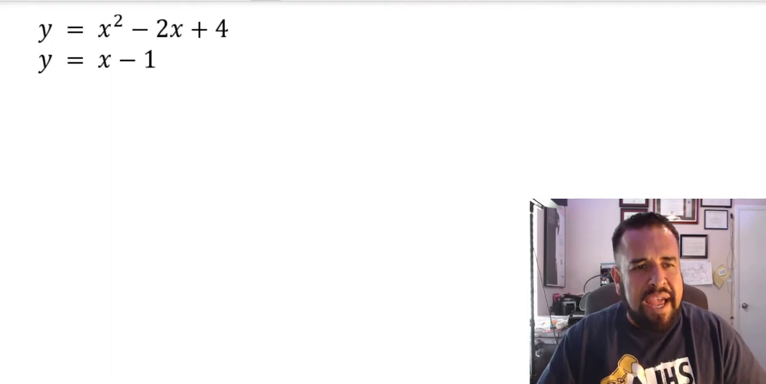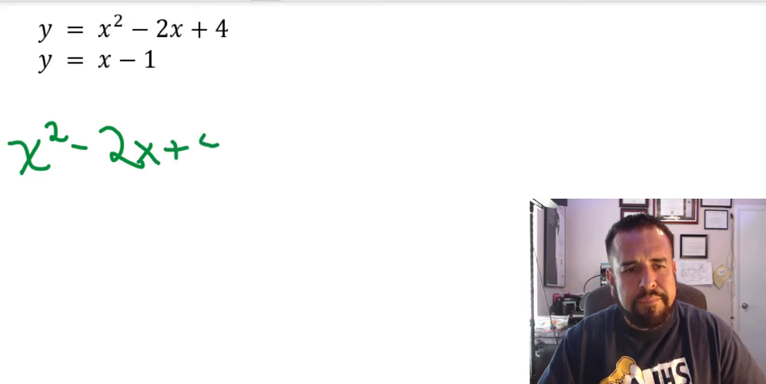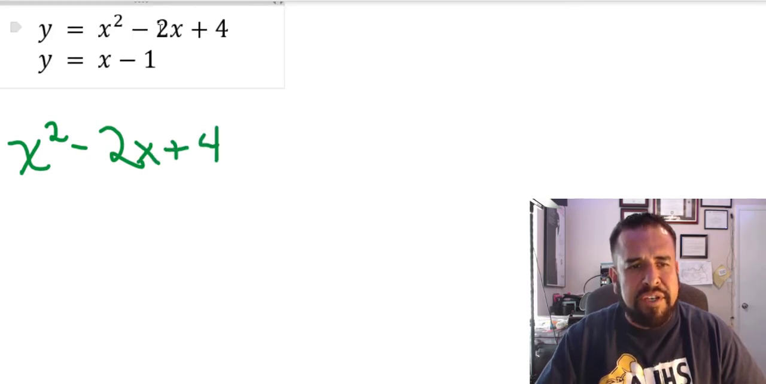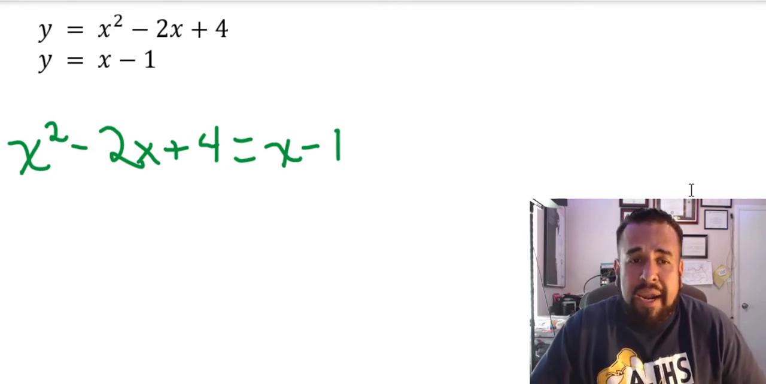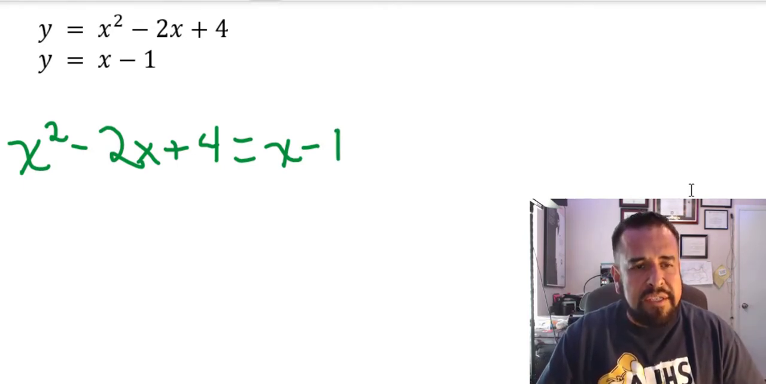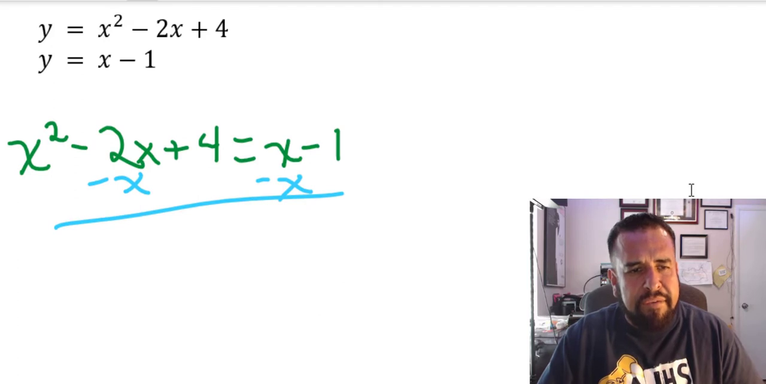All right. We have x squared minus 2x plus 4. Right? That's the first equation up here. And I'm going to set it equal to the second one, which is x minus 1. Now, the first thing I'm going to do is just combine like terms. So let's subtract the x from here, subtract the x from here. All right? That'll be our first step.